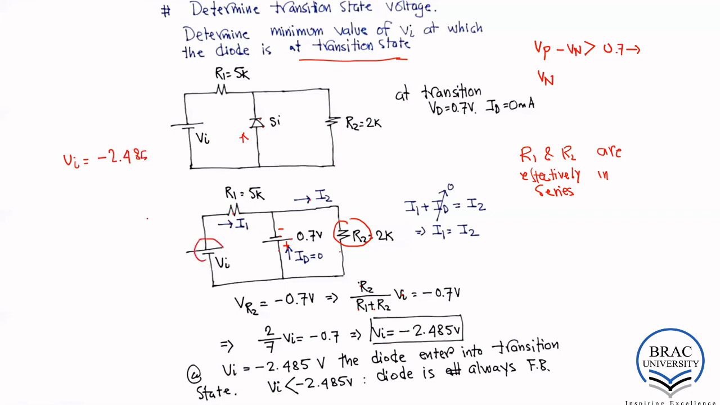The polarity will be, so if you draw the real complete circuit, it should look like this. Vi is equal to 2.485.